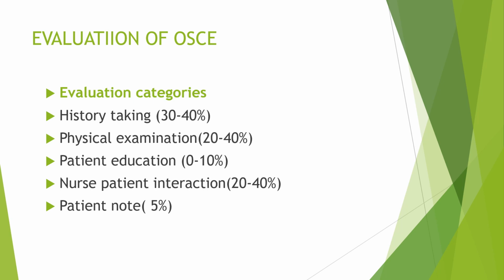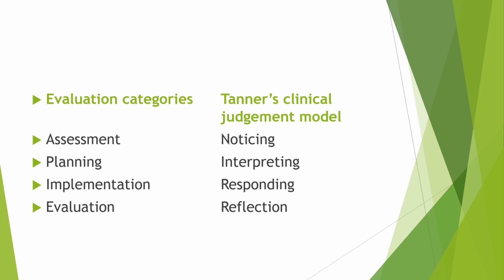This is an example. Here you can see another category, that is assessment, planning, implementation and evaluation. This is the category commonly used for nursing students. And one more is given by Tanner's clinical judgment model. In that case, you can use categories like noticing, interpreting, responding and reflection. For these areas, you can decide a particular weightage. So this way also you can set the evaluation criteria.